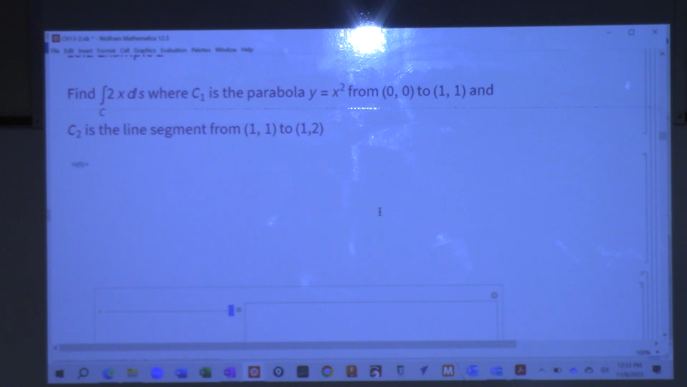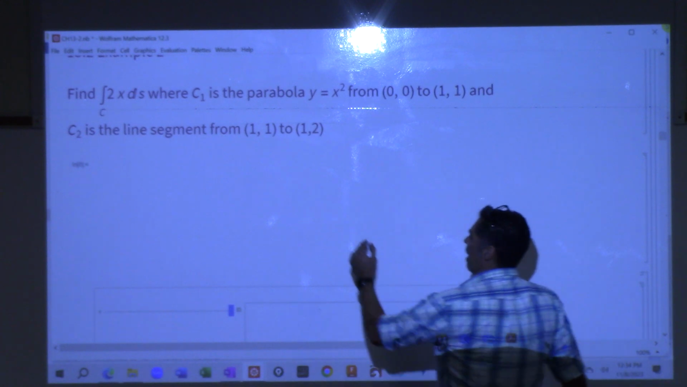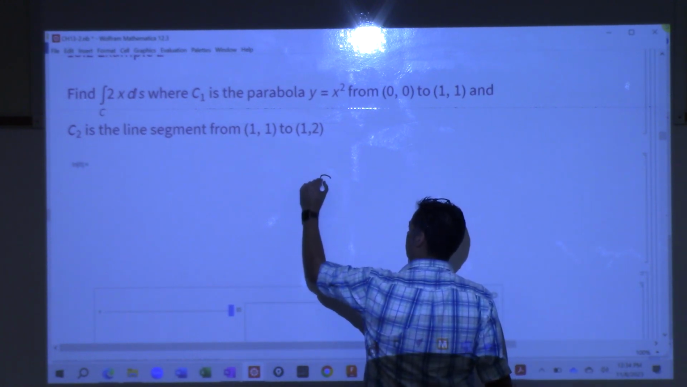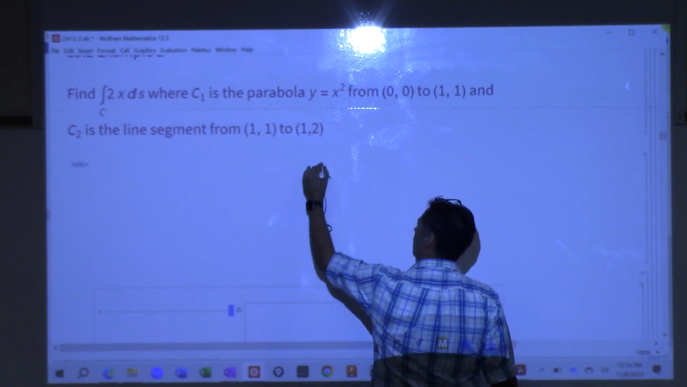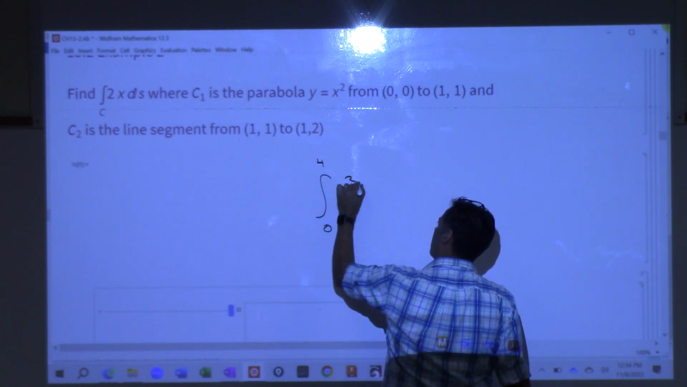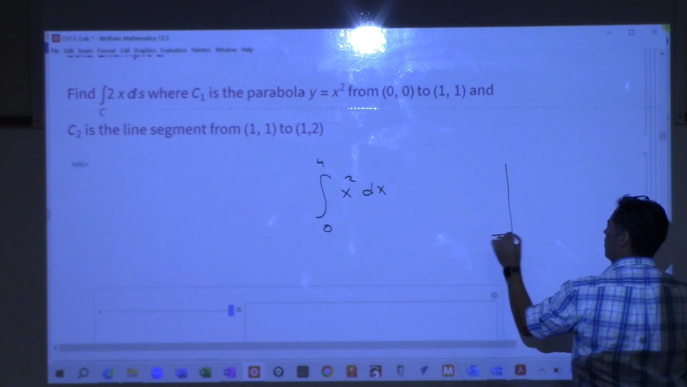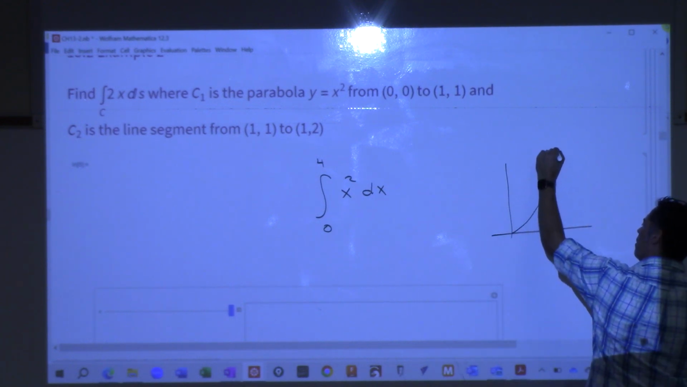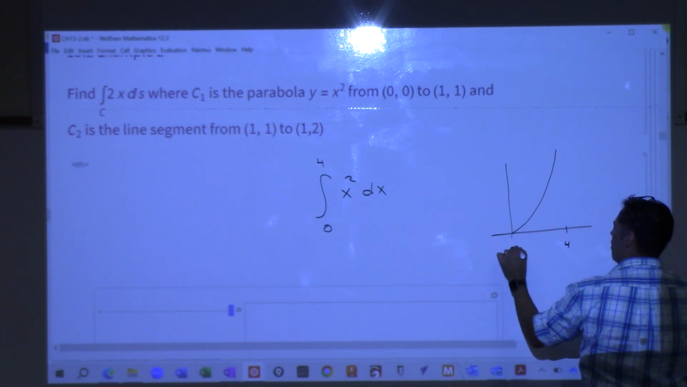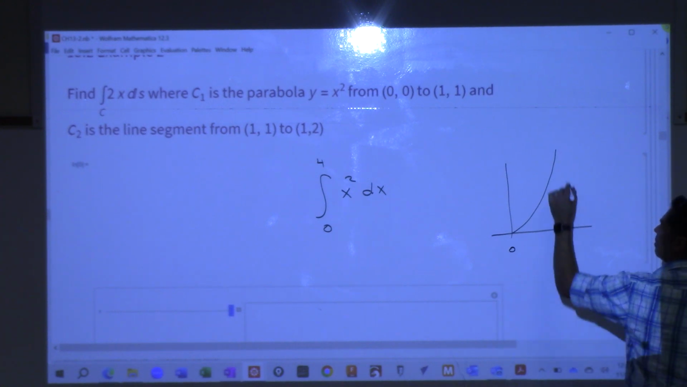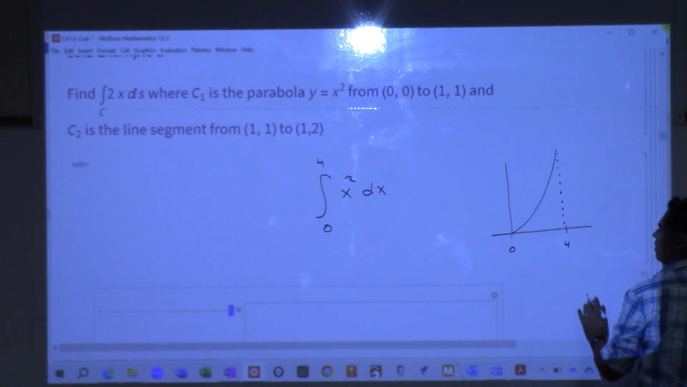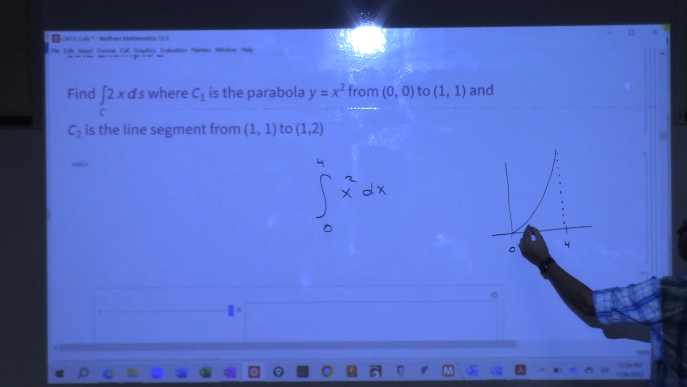I think I want to stop here. We don't have enough time to do this problem, but I want us to go back for a second real quick, to Cal 2. If I were to ask you to do this in Cal 2, what we're doing here is looking at this parabola between 0 and 4, like that, and you're trying to find this area.